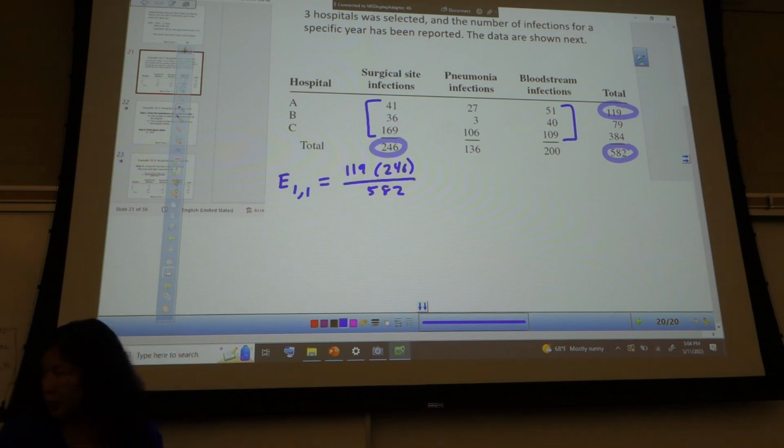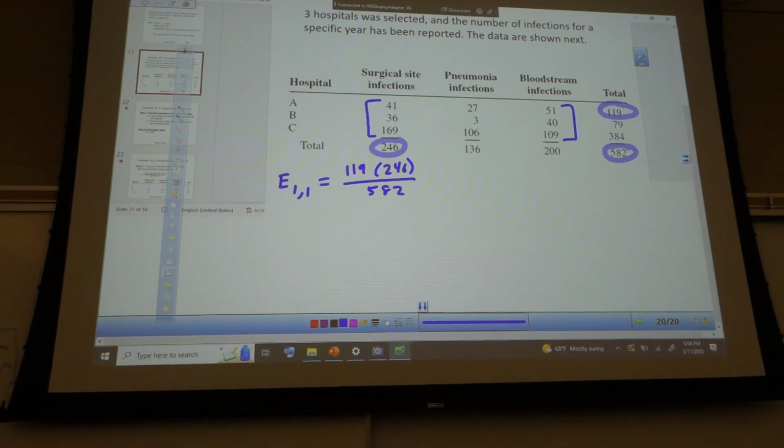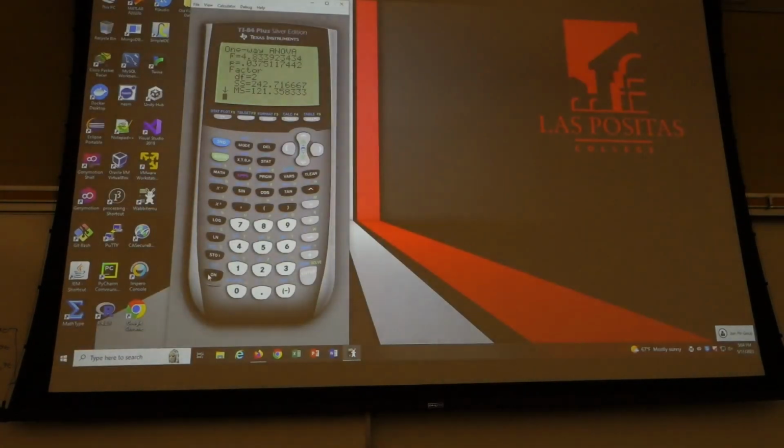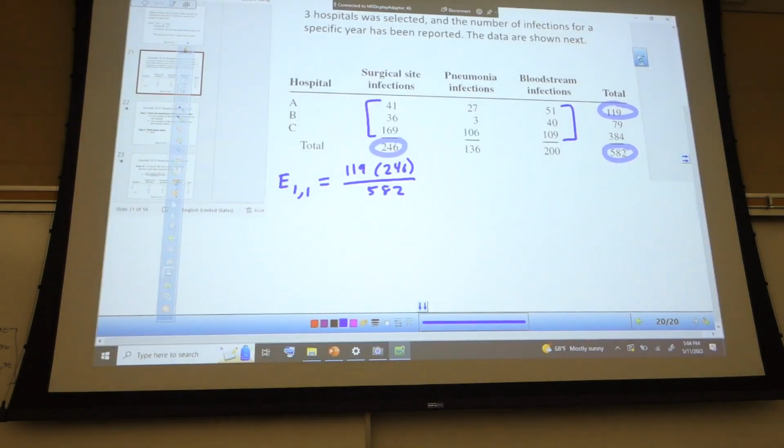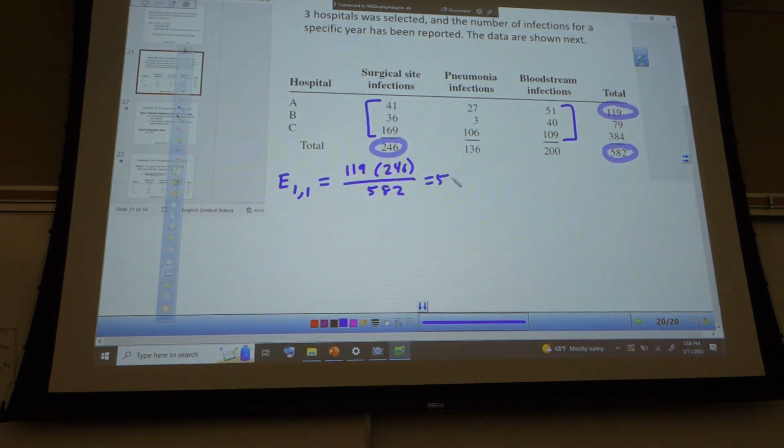So let's go ahead and do that. 119 times 246 divided by 582. 50.30, if I round correctly. That's what I expect this value to be.